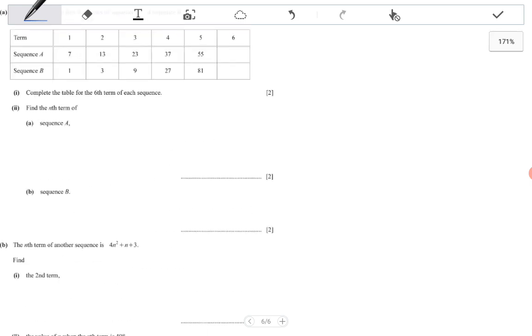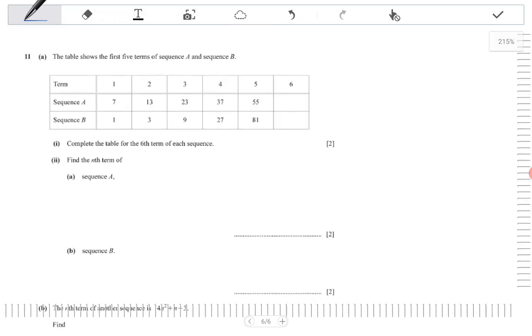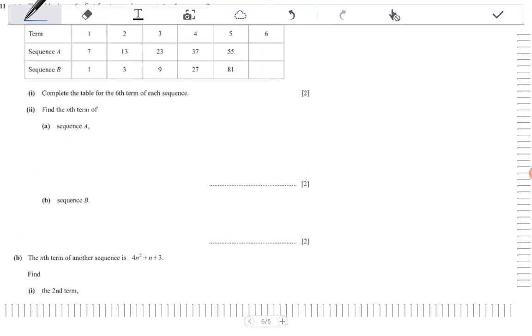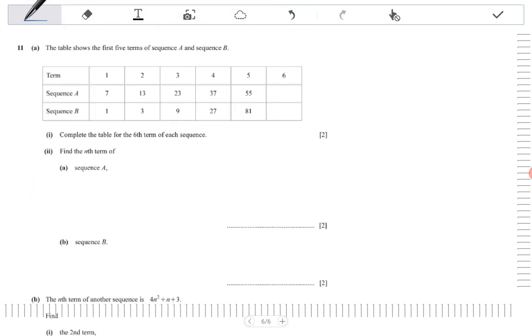Now we can see the question, what it says. This is actually a reference given: Feb March 19. It's paper number 42. 2 is actually for region. Paper number 4, syllabus code 0580, and it is assessed in 2019 February March. Okay. So how do you solve this question?